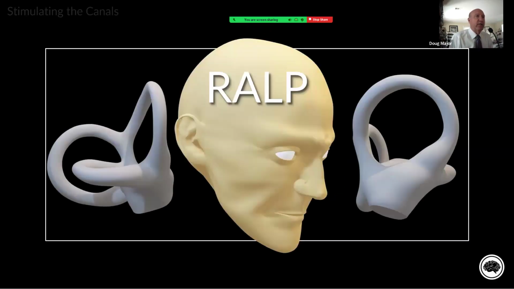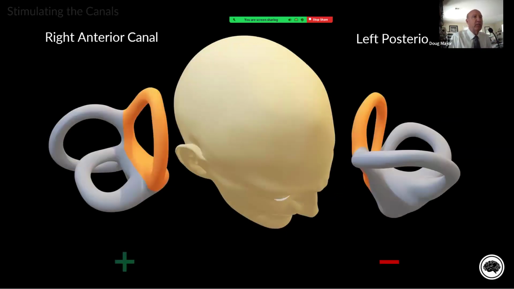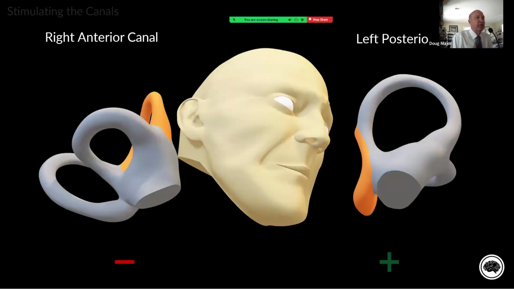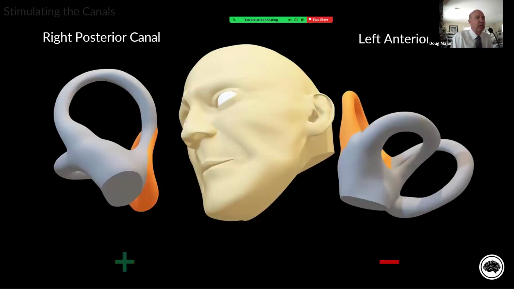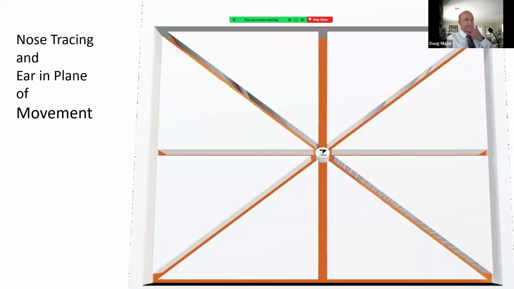And of course, these work in tandem. So the plane is the right anterior, left posterior movements. And that's associated as we get into VORs and how that stimulates the different canal movements as we tilt our head in the different directions. Now, this is actually a plane of action, and I would suggest as we trace our nose back and forth, or think of where our nose would be, that's going to stimulate all those planes of motion.